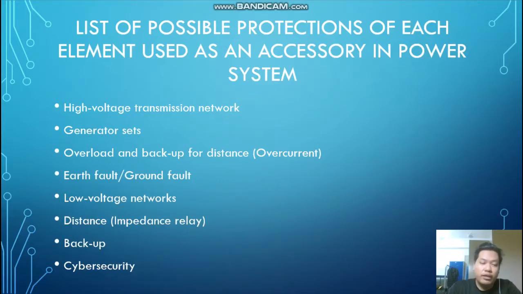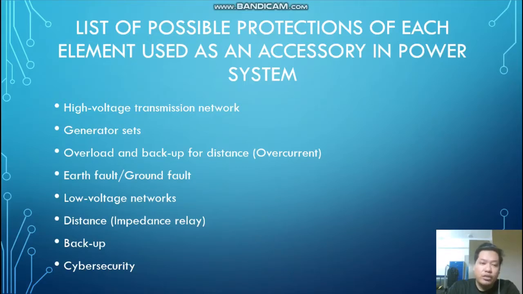In a power plant, the protective relays are intended to prevent damage to alternators or to the transformers in case of abnormal conditions of operation due to internal failures, as well as insulating failures or regulation malfunctions. The third one, overload and backup for distance overcurrent.